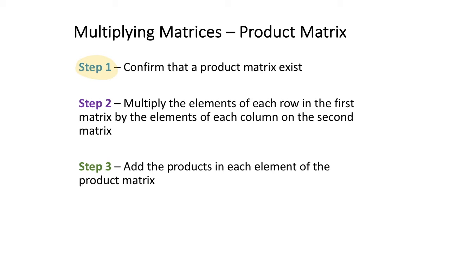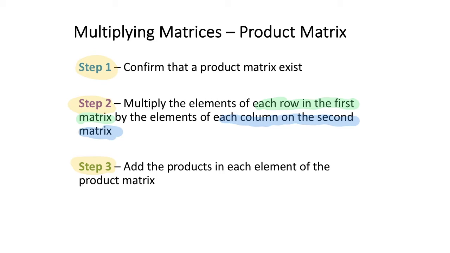So if you're not sure on how to check for that, go back and have a look at the video introducing a product matrix, and it will explain how to test to see whether a product matrix exists. Step 2 will be to multiply the elements of each row in the first matrix by the elements of each column in the second matrix. So that will become important when we go ahead and complete our product matrix multiplication. And step 3 will be to add the products of each element together to form the product matrix.